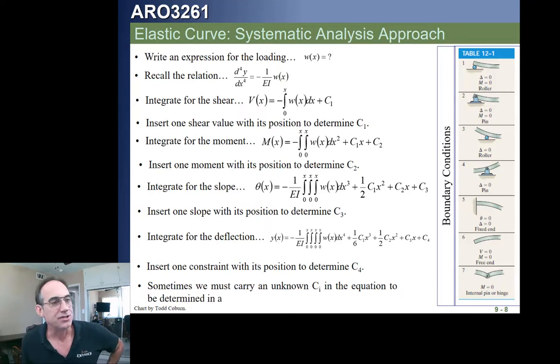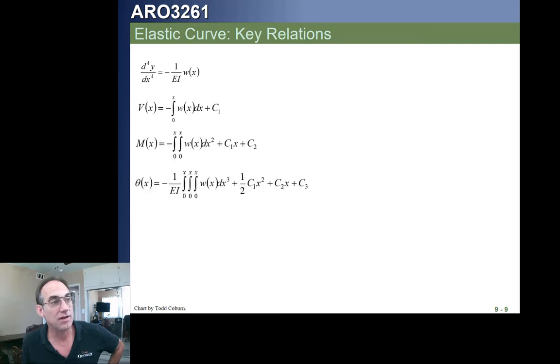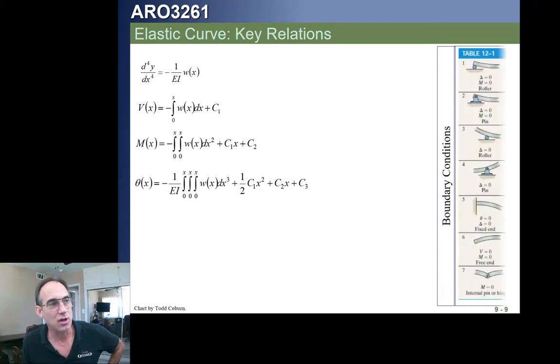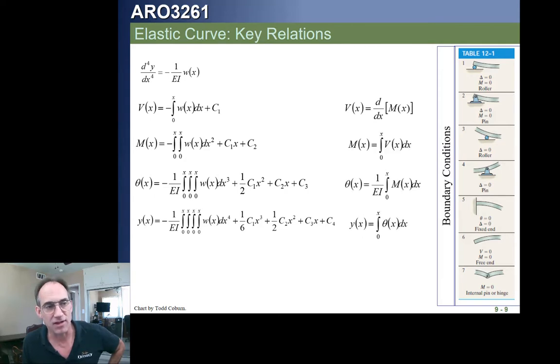All right, we said this is true. Once again, looking at this last equation, we know that C1 is 0 and C2 is 0 for all the stuff we're going to see. It's C3 and C4 that we're going to be solving for. So this is a summary slide showing us our key relations. The fourth derivative of the deflection with respect to x is just the loading over EI, and it's the negative of that. We integrate once for the shear, once for the moment, once for the theta, once for the deflection.